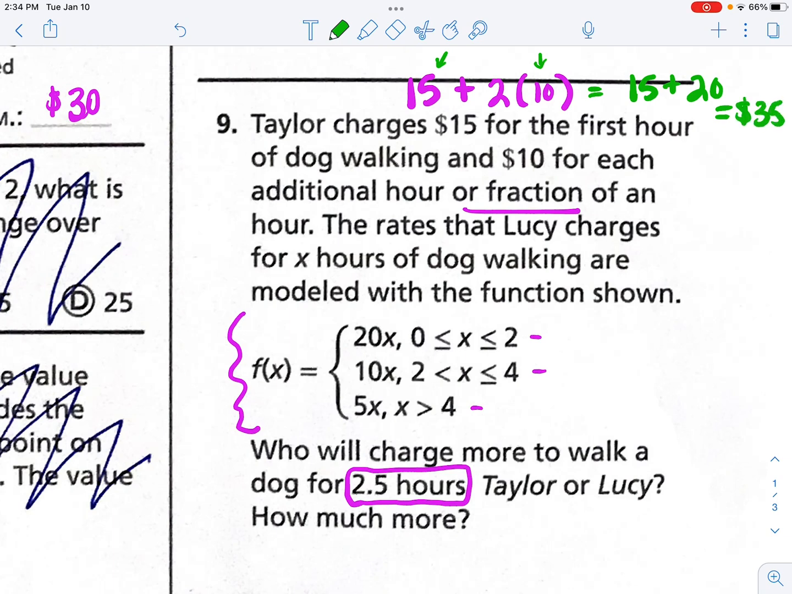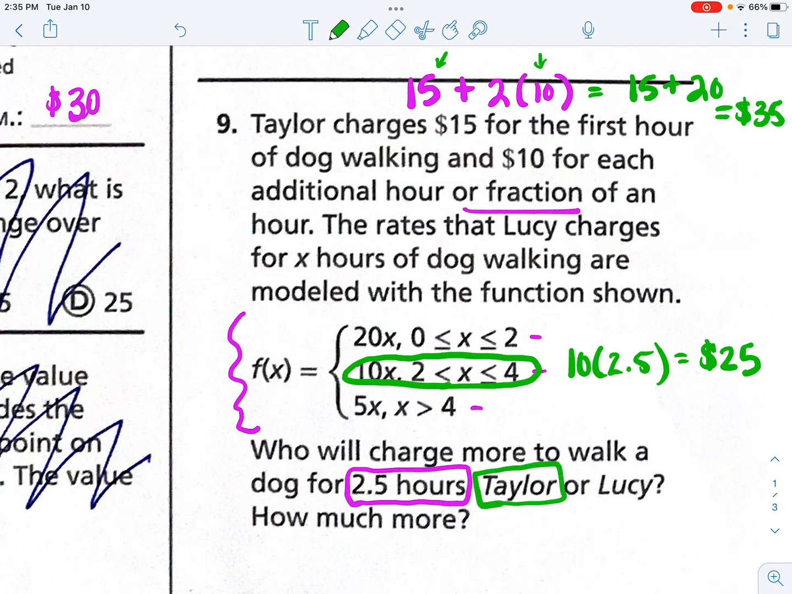Now we can make that all algebra if you want to, but no reason for that. Now figuring Lucy's, even though it looks more complicated, is actually a lot easier. We know that 2.5 is somewhere between 2 and 4. Right? So her rate is $10 times how many hours? So 10 times 2.5 would be $25. So in this particular case, Taylor actually charges more by $10.